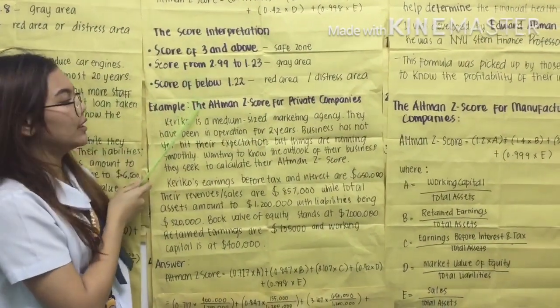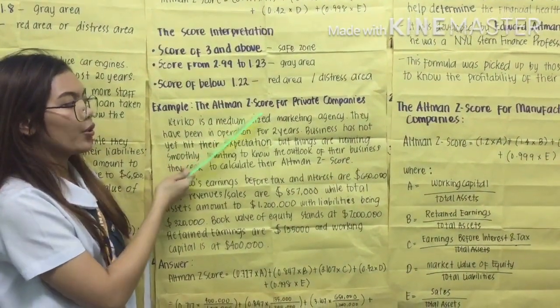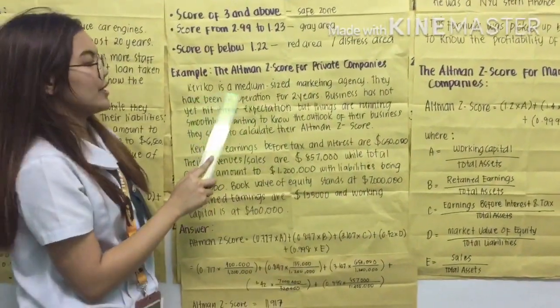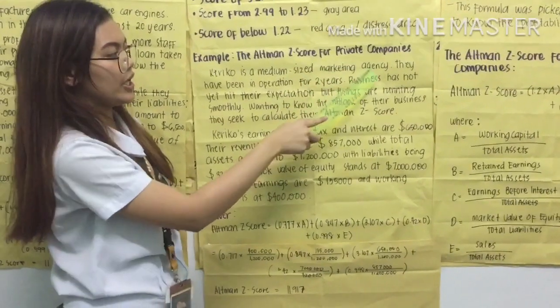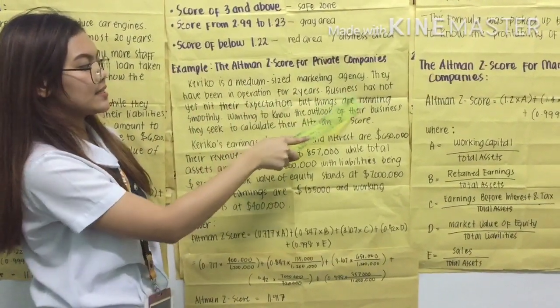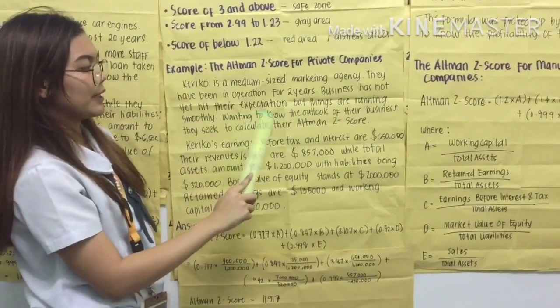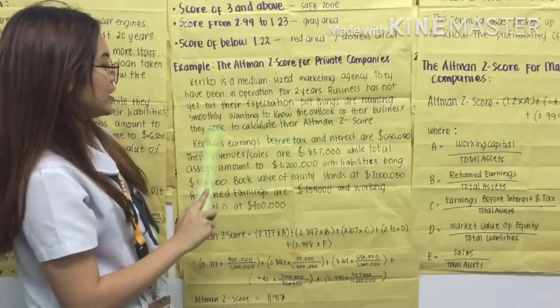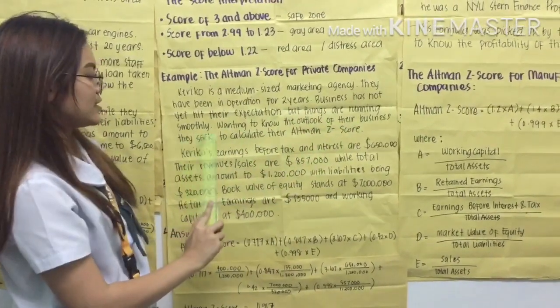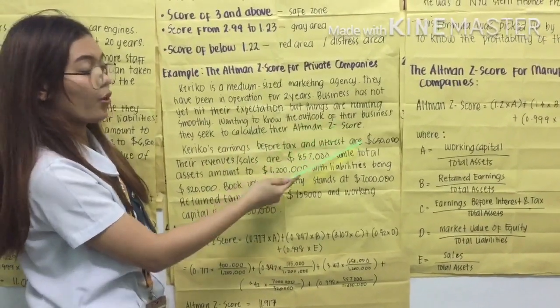For example, the Z-score for private companies. Carico is a medium-sized marketing agency. They have been in operation for 2 years. Business has not yet hit their expectation, but things are running smoothly. Wanting to know the outlook of their business, they seek to calculate their Altman Z-score.